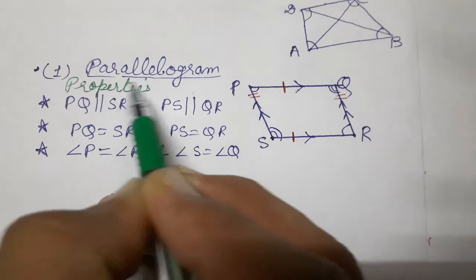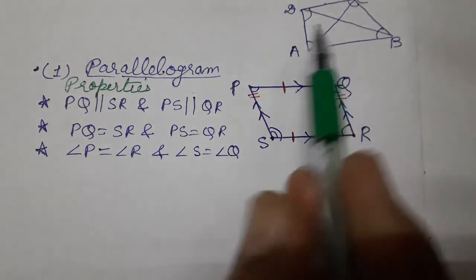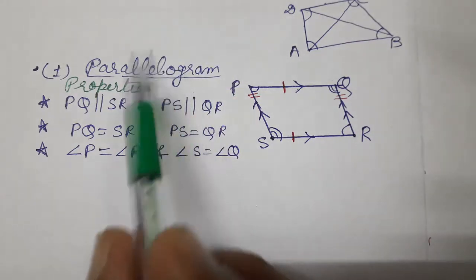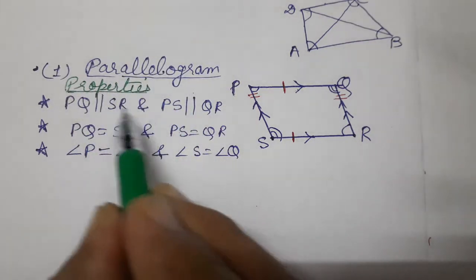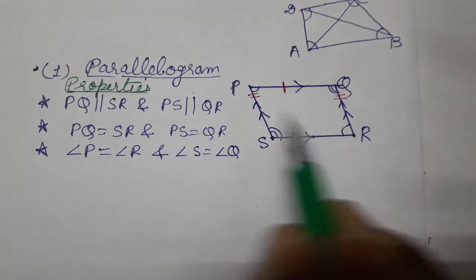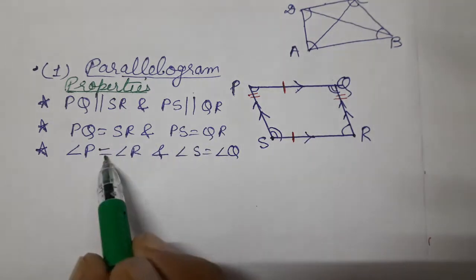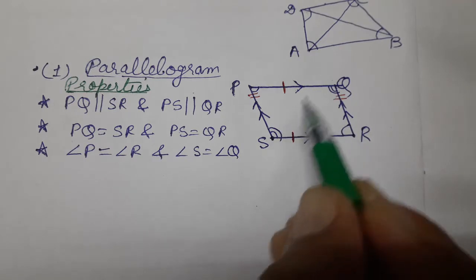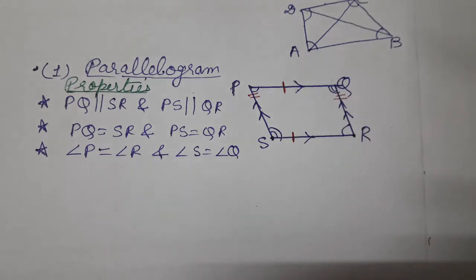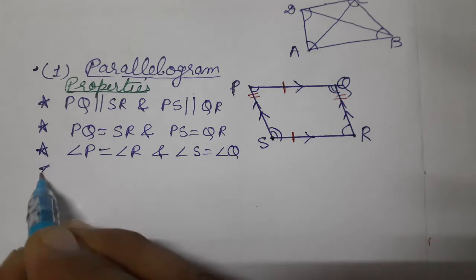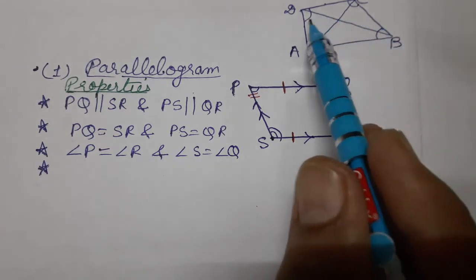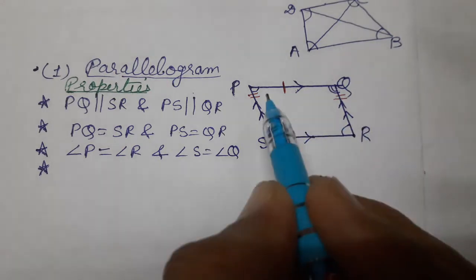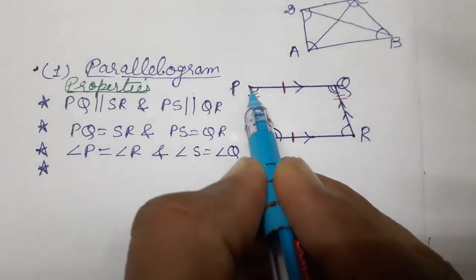This is the specialty of this special type of quadrilateral. This is the first member of the family, parallelogram. Properties: opposite sides are parallel, also equal, and opposite angles are also equal. Angle P equals angle R, angle S equals angle Q. And one more property of parallelogram. We know about sides, we know about angles, and we have studied about diagonals also. So here also, see, in a parallelogram, diagonals are not equal.